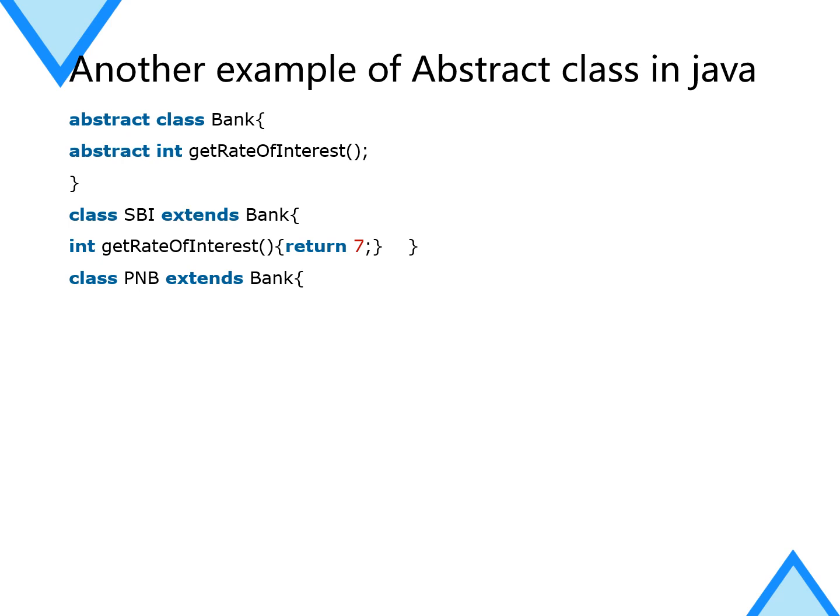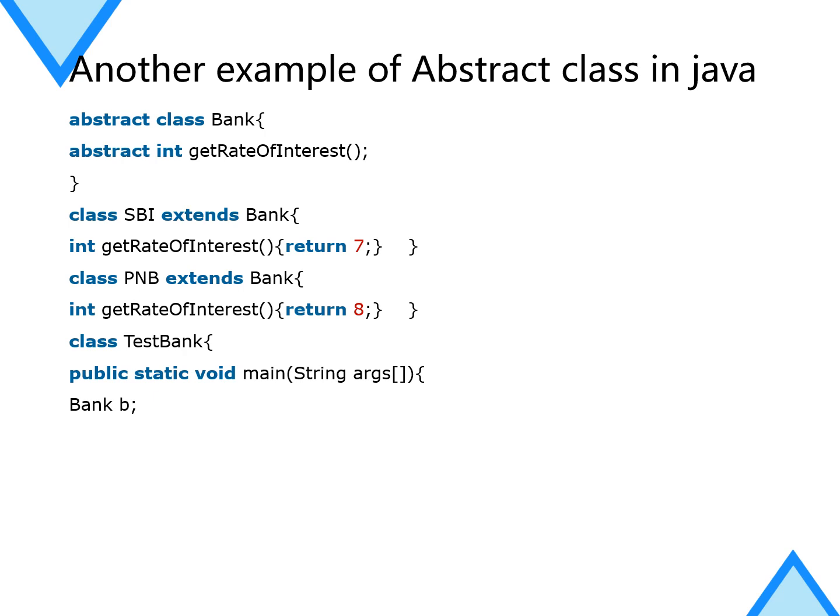We have another implementation of the abstract method get rate of interest. We have another subclass of the main class bank, PNB, which extends the bank class, and in its implementation we return the interest rate as 8. We have another class which contains the main method, and here we are going to create one object, bank b. The object is related to the SBI subclass.